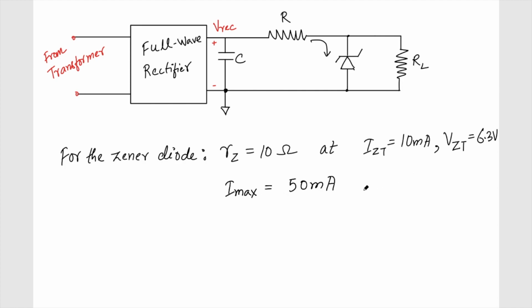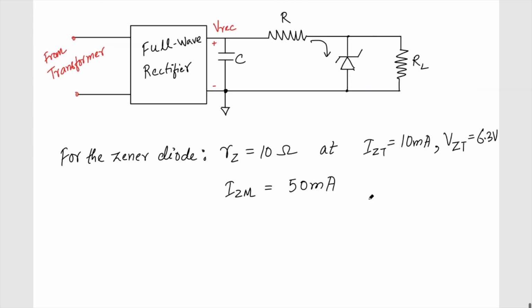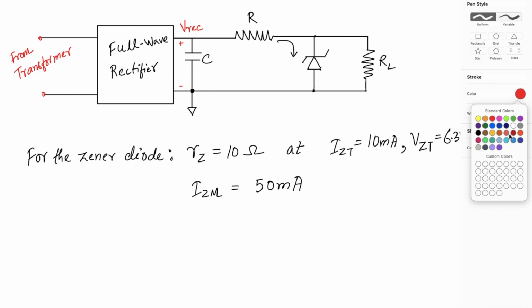Sometimes it is also represented, the symbol IZM may be used, the current through this Zener diode, the reverse bias current. So this symbol is also sometimes used. I think it's better to use that symbol. Let's change it here also. Okay, so now these are my values.